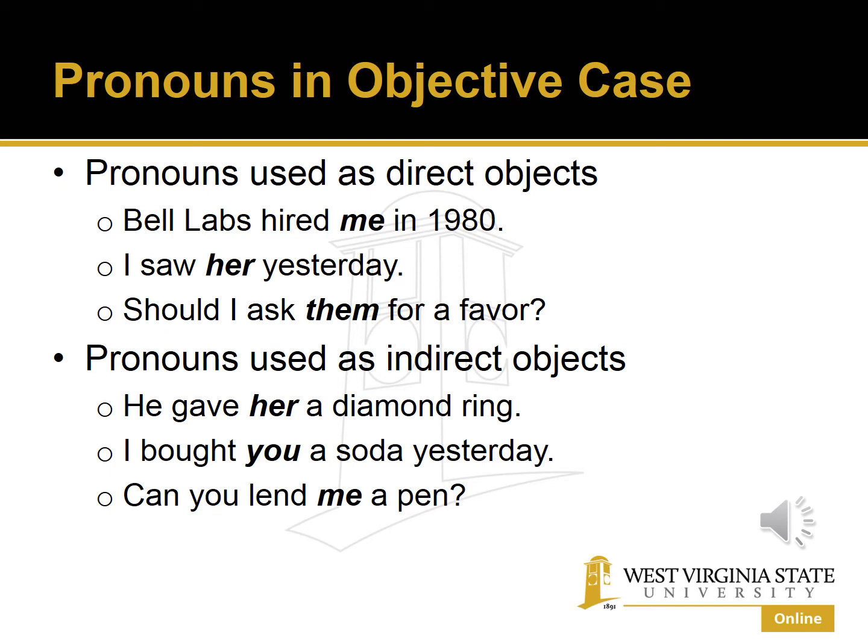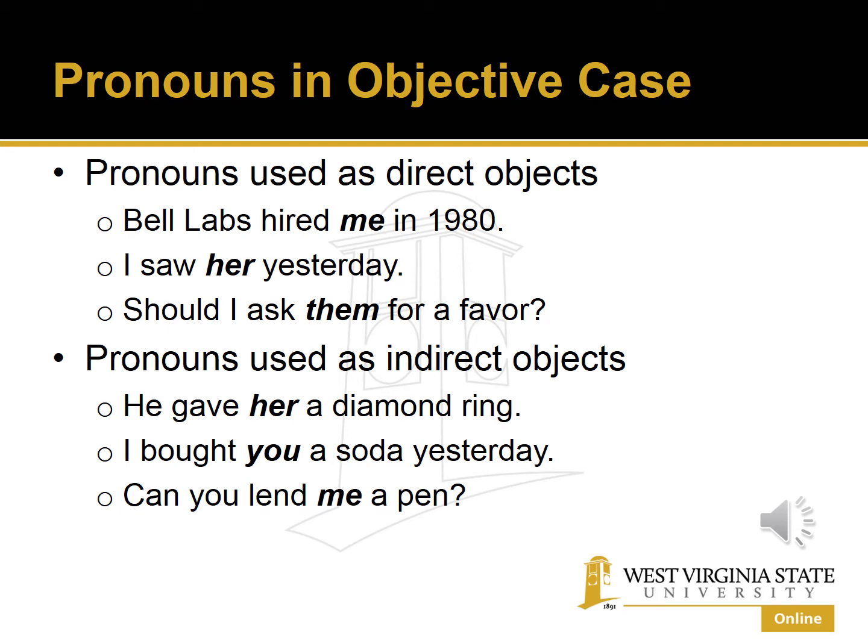Another use of the objective case is with indirect objects. So here we have a few more examples. He gave her a diamond ring. In this sentence, he is the subject, diamond ring is the object, it's what he gave her. And to whom did he give the ring? Her. So her is third person singular objective case.